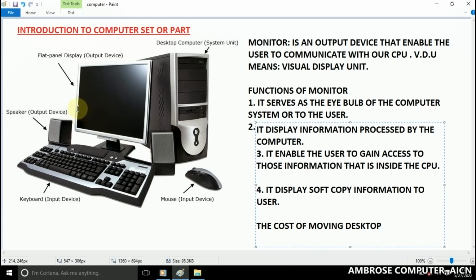If somebody is distracting you while you are working, or if you are in a noisy place, you can move it to any corner of the environment while you are operating. So the cost of moving this one cannot be compared to a laptop. That is what I mean by the slight difference between the two.